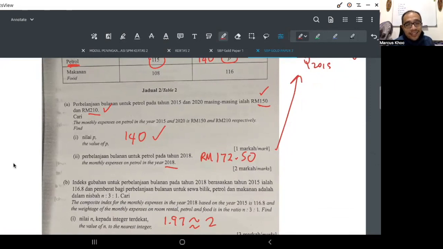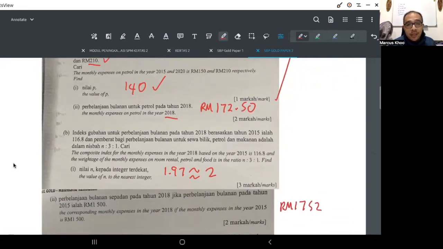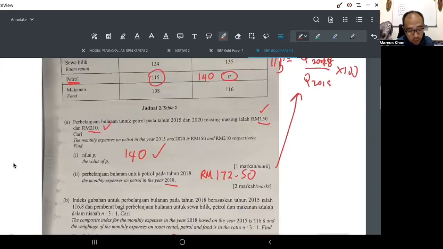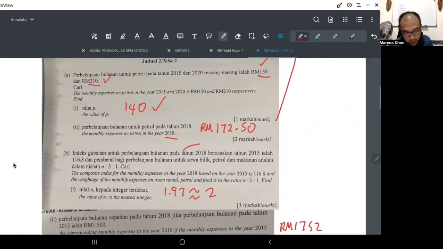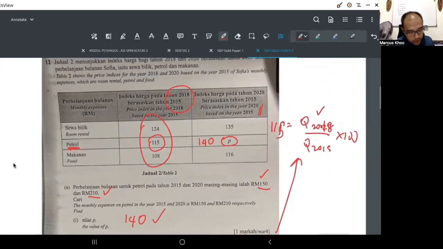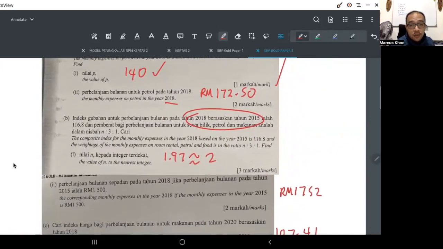The composite index for the monthly expenses in the year 2018 based on the year 2015 is 116.8. Okay, composite index. And now we're talking about only these three, because the question says 2018 and 2015. So don't involve 2020 yet. And the weightage given for the monthly expenses, rental, petrol, food is N, 3, 1. So this is N, this is 3, this is 1. Wow, she spent the least on food. Find the value of N to the nearest integer.